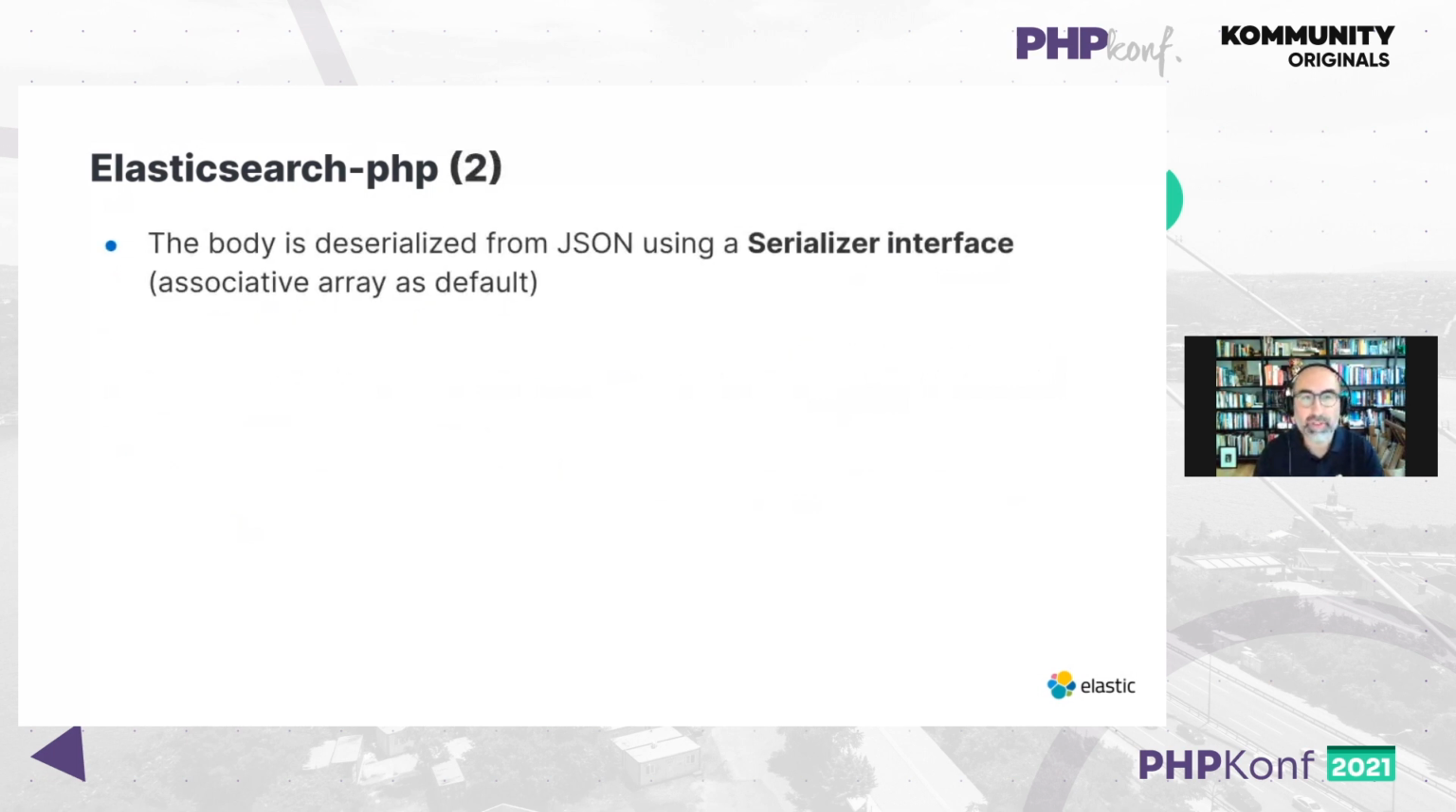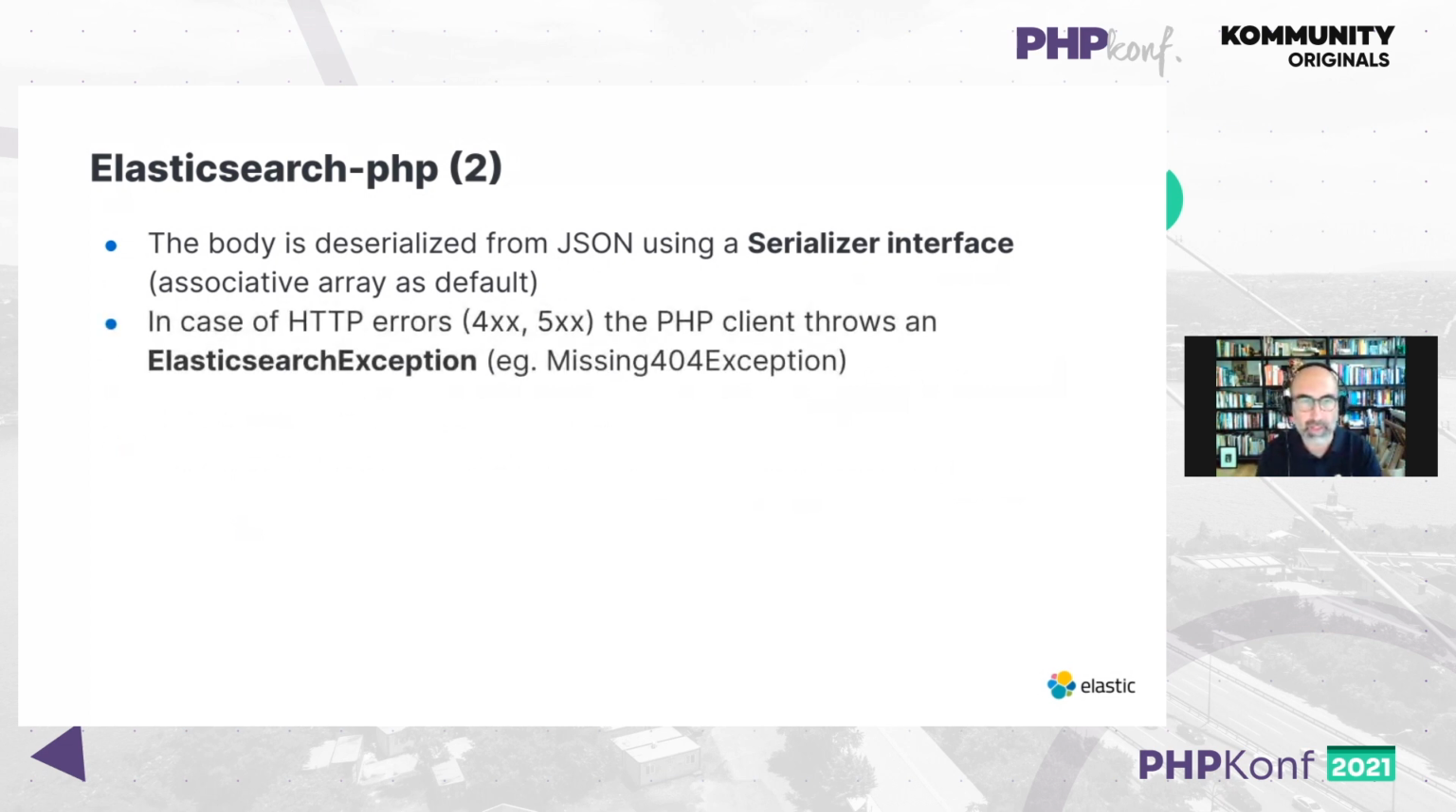And actually, we deserialize the body, because the body, as I mentioned, is in JSON. So the HTTP response is in JSON. We deserialize it. By default, we are using an associative array, but we offer a serializer interface. That means if you want, you can serialize into a class, into an object, into whatever you want. So by default, we provide an associative array, but you can implement your custom serializer.